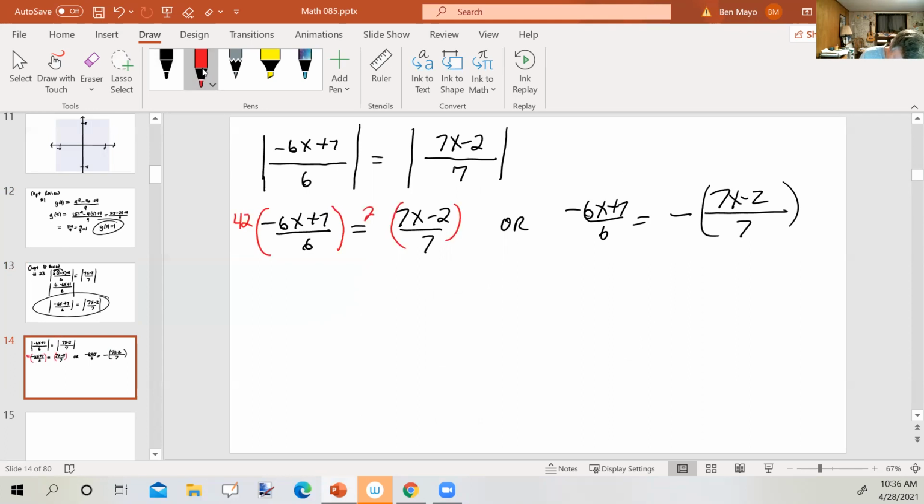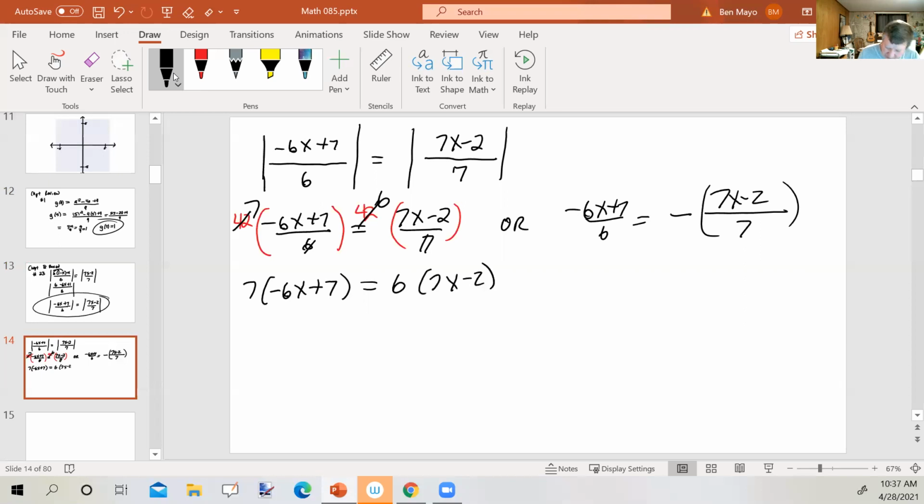Same thing on the other side of the equation, 42. So 42 divided by 6 is 7. So I get 7 times negative 6x plus 7 equals 42 over 7 is 6, equals 6 times the quantity 7x minus 2. Any questions so far? All right.